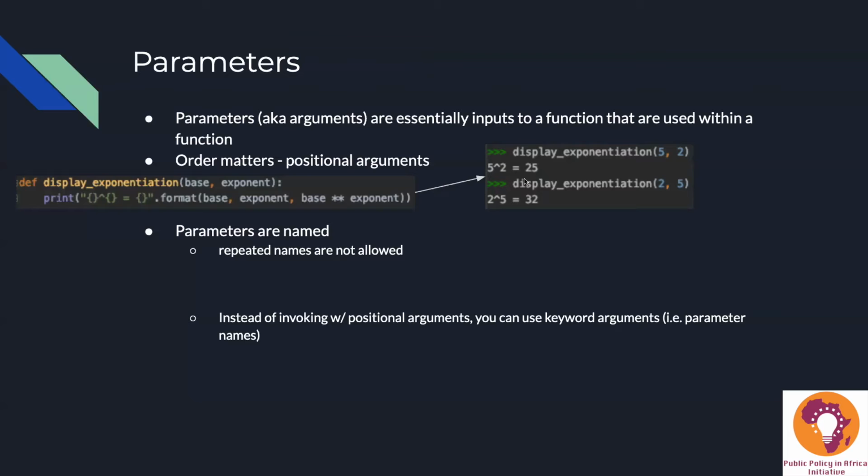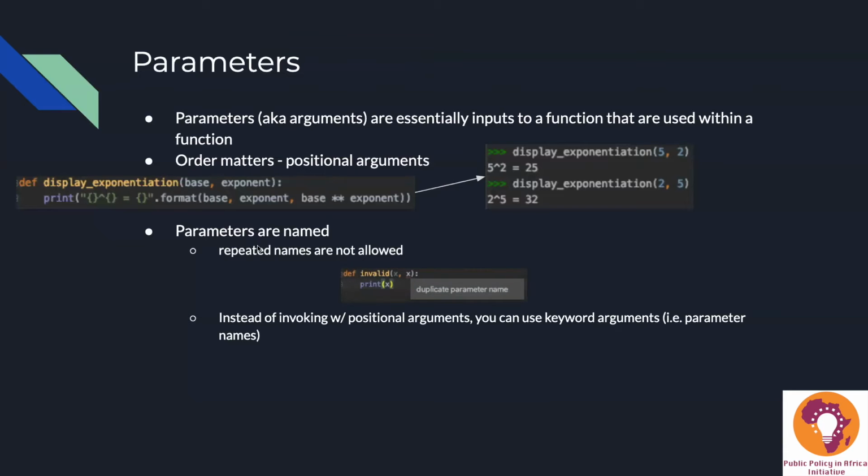Then alternatively, if we call display exponentiation just by flipping our parameters here, then we actually have 2 as our base and 5 as our exponent. So then in our output down here, we see 2 as our base, 5 is the exponent, and then we get 2 to the 5th power, which is 32. So just be careful when you're using positional arguments. You need to make sure that the arguments that you enter are in the order that they are defined in the function definition.